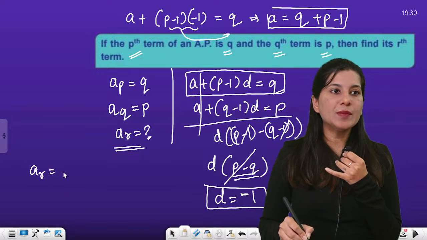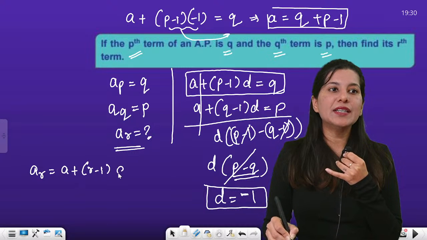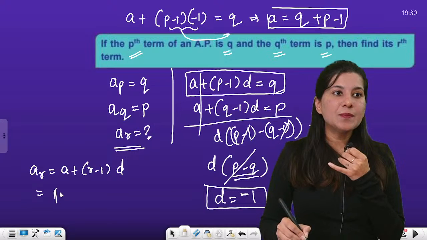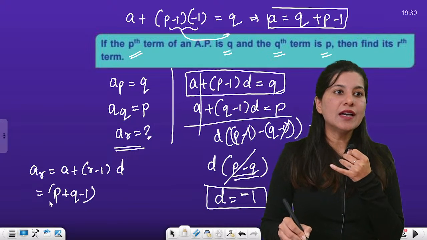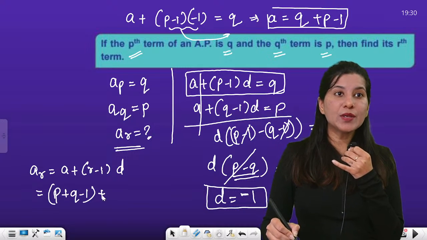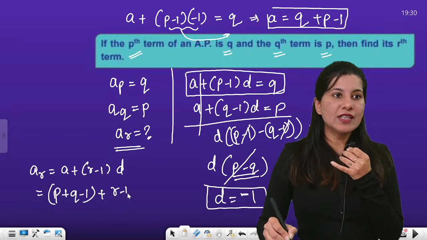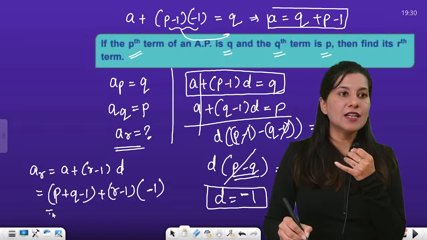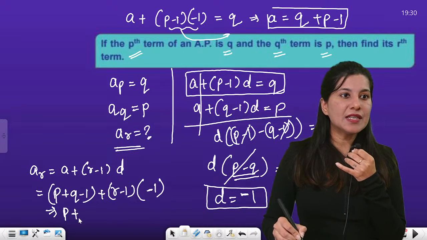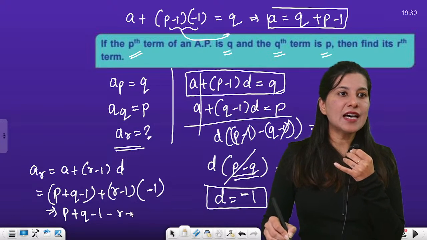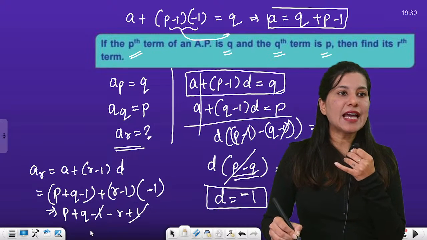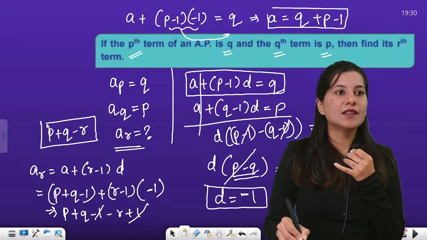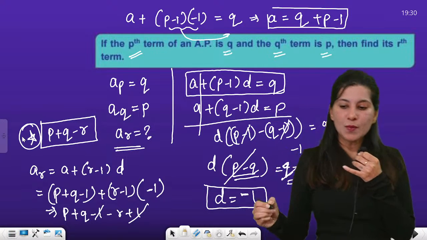So AR will be equal to A plus (R minus 1)D. Now what is A? Tell me. A is nothing but P plus Q minus 1. What is R? Who is going to tell me? R will remain R. This is R minus 1 and D is nothing but minus 1, right? So what we are going to get is P plus Q minus 1 minus R plus 1. Minus 1 plus 1 cancels. So this will be P plus Q minus R. Right? P plus Q minus R.